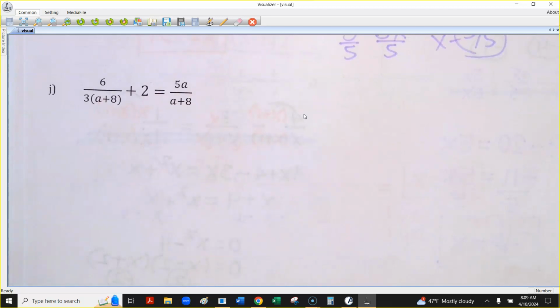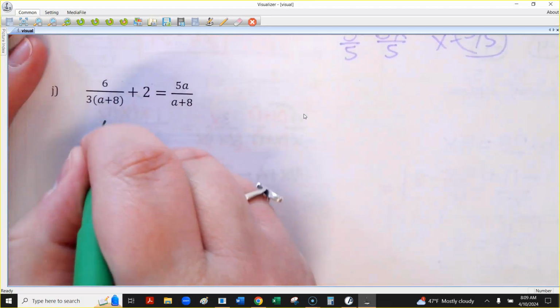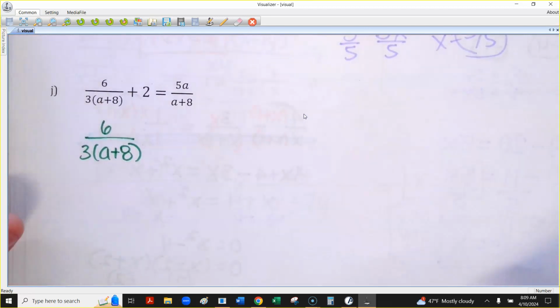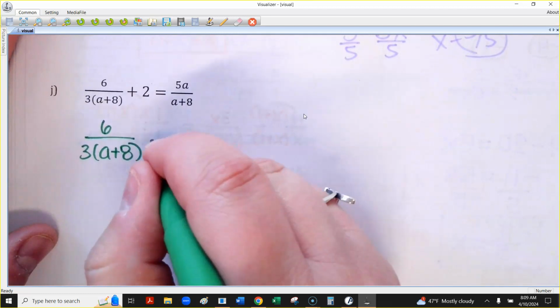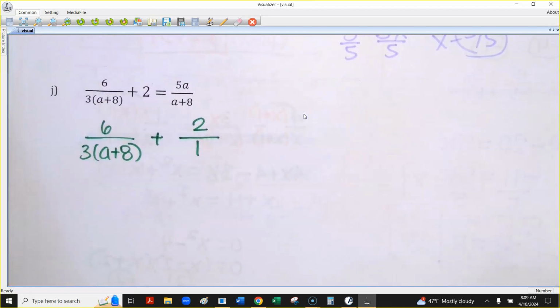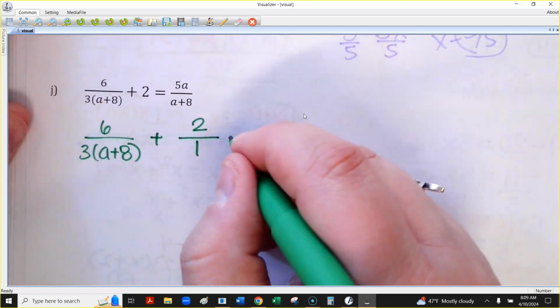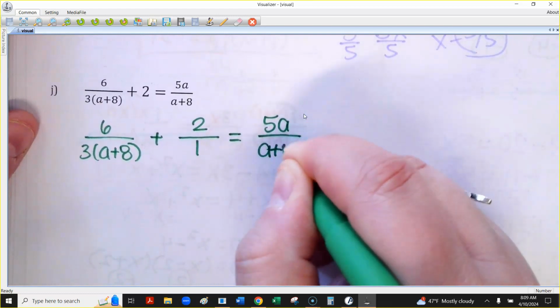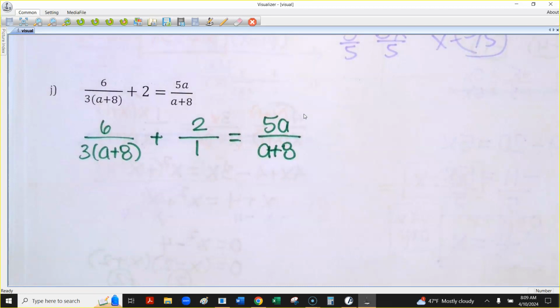All right, so I'm going to leave this first fraction just alone. It's already in factored form for you in the bottom there, so just leave it that way. Now, in the middle here, I have just plus 2, so I'm going to convert that to a fraction just by writing it over 1. And then on the other side, I have 5a over a plus 8. What would a common denominator be between all three of those? It's just the denominator of the first one, right?